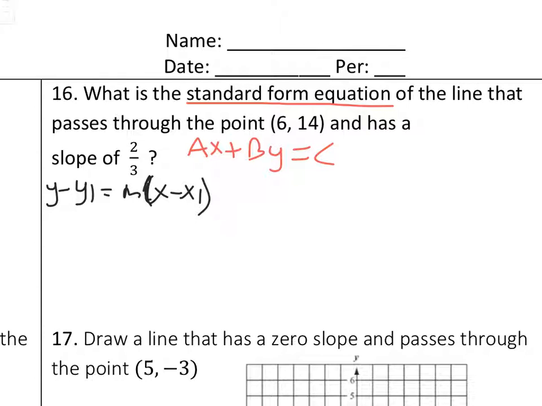So let's go ahead and label the x1, which is going to be 6, and the 14 will be the y1. Rewriting this equation, we get y, and make sure you put that minus sign first, then see what the y1 is. In this case, it's 14. That is equal to your m, which is 2 over 3. Remember, m means slope. Times x minus x1, which is 6.